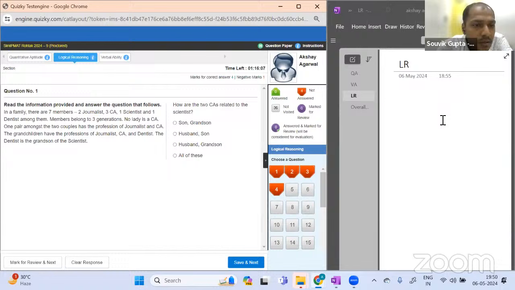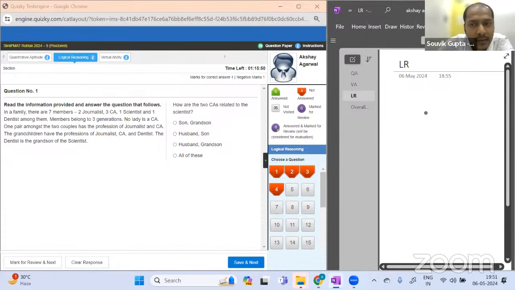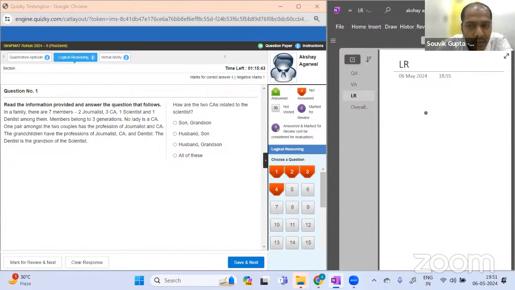7 members, 2 journalists, 3 CA. The members belong to 3 generations. No lady is a CA. 1 pair amongst the 2 couples has a profession of journalist and CA. So there are 2 couples. 1 couple has the professions of journalist and CA. The grandchildren have professions of journalist, CA, and dentist. The dentist is the grandson of the scientist.